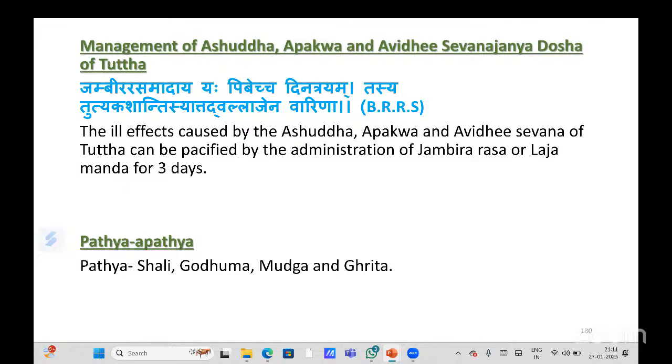If at all any ill effects caused by Ashuddha, Apakva, Avidhi Sevana Janya Tuttha, that can be relieved by administration of Jambira Rasa or Laja Manda for 3 days. Okay. Pathya, Apathya: Shali, Godhuma, and Mudga Ghrita. While taking Sasyaka Basma, you have to follow this Pathya.